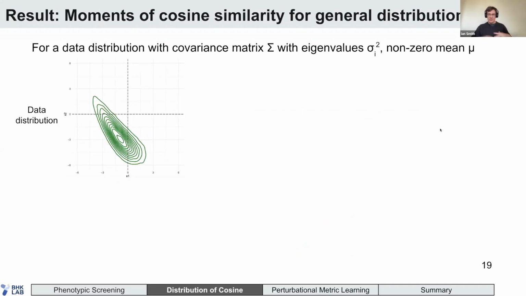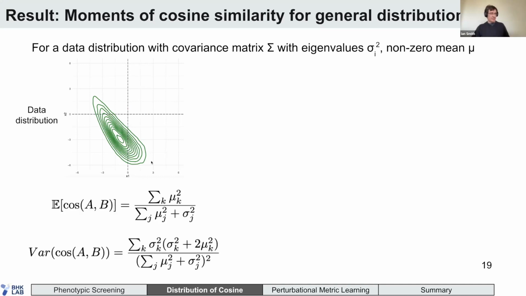And finally, the most general case, you have data with some covariance matrix with non-zero and not necessarily equal eigenvalues, and a non-zero mean. So it might look something like this. Again, not necessarily Gaussian distributed, just a general data distribution with some properties, some assumptions. You can then ask, what is the variance of cosine similarity? And you get this slightly more complicated, but still elegant result, where we can write down the mean of cosine as a function of the data and the variance of cosine as a function of the data.